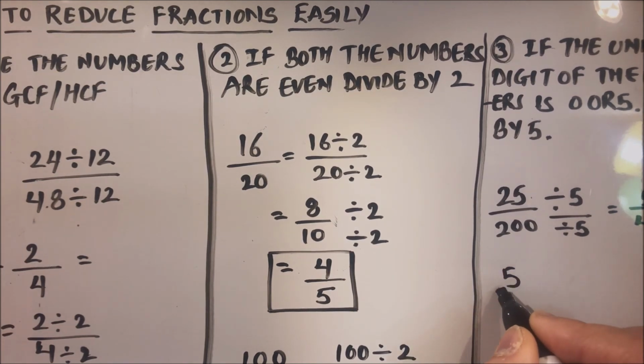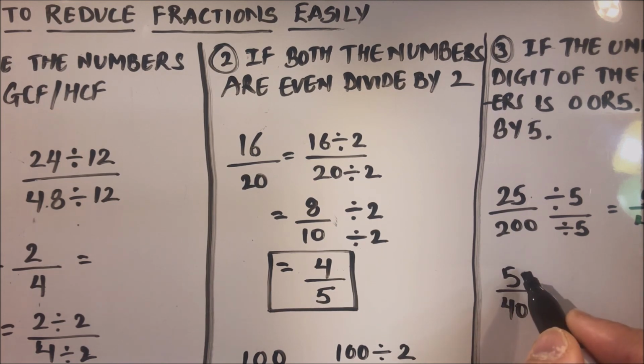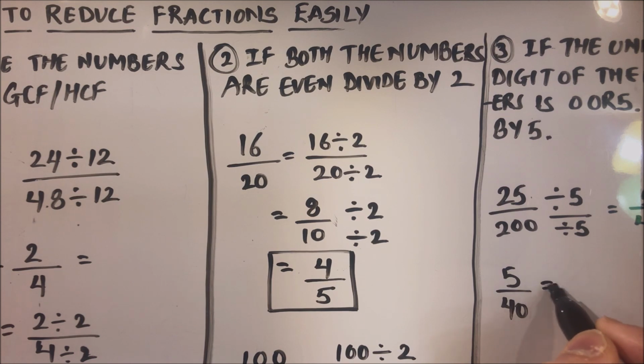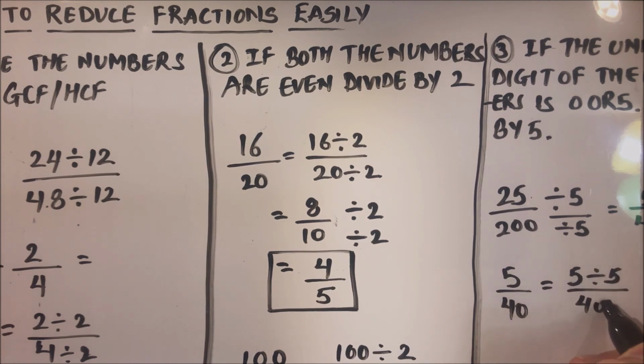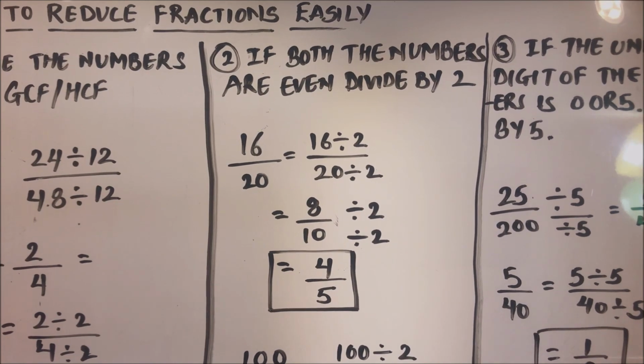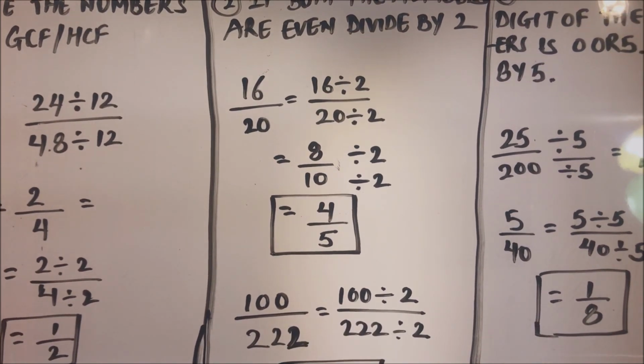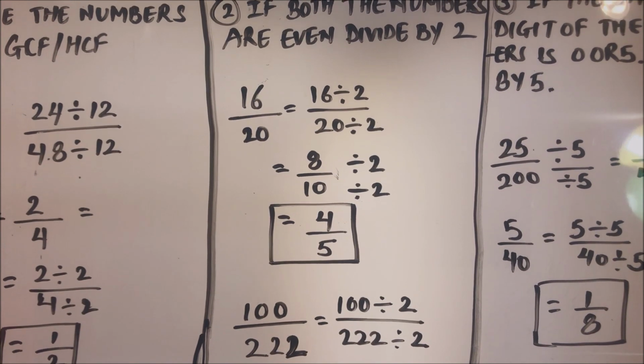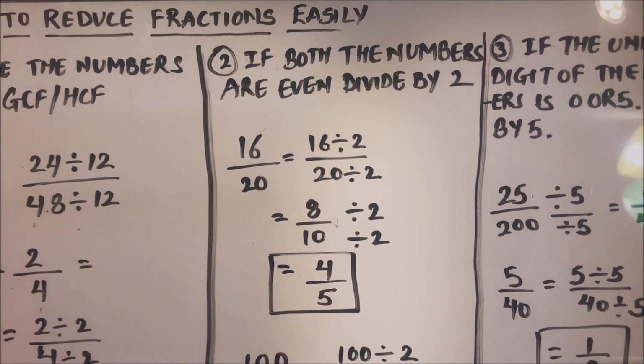Again we see that in 5 over 40, the units digit is 5 and the units digit is 0. So you can divide the two numbers again by 5, which will give us 1/8. So this is our final reduced fraction for 25/200.